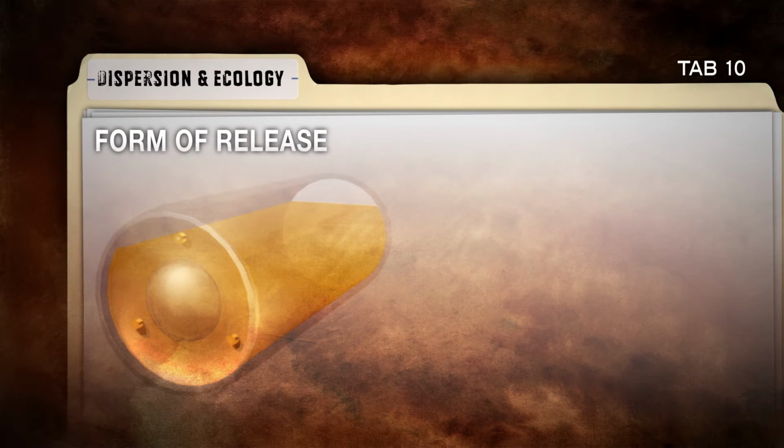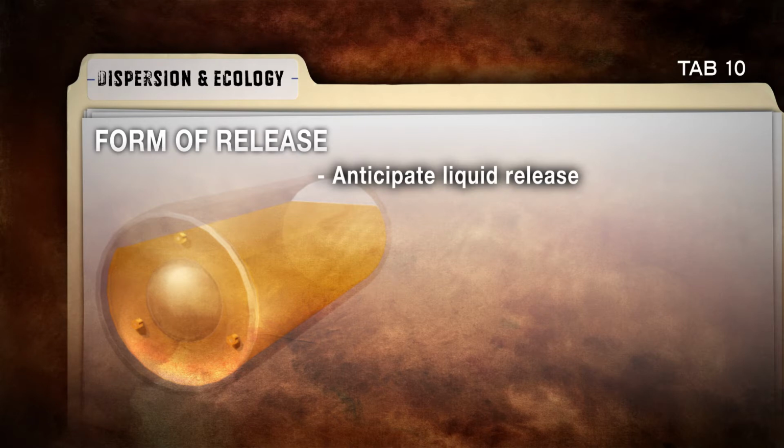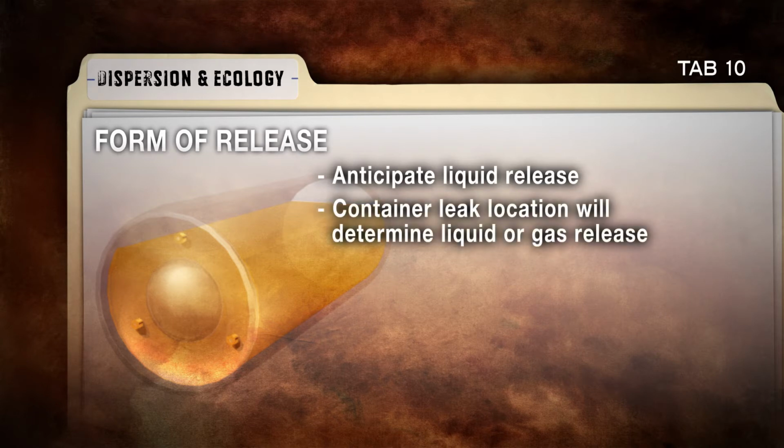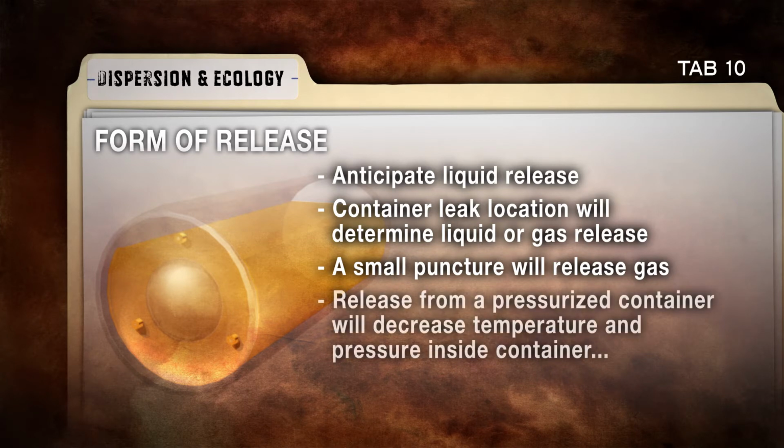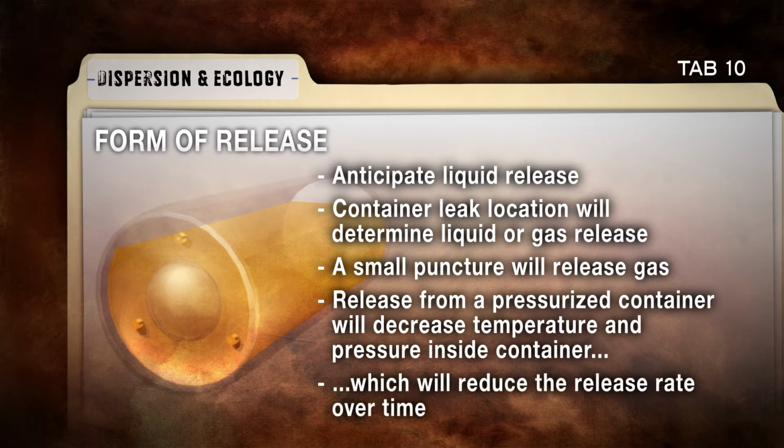While the responder most likely will encounter chlorine as a gas, emergency plans should take into account the possibility of the release of liquid chlorine. The location of the leak on the container will determine whether liquid or gas will be released to the atmosphere. If liquid chlorine is released from a small puncture or hole, it will most likely instantaneously become a gas. When pressurized liquid or gas is released from a container, the temperature and pressure inside will decrease and in turn will reduce the release rate. This phenomenon of decreased temperature is due to the changing pressure condition of a breached chlorine vessel.